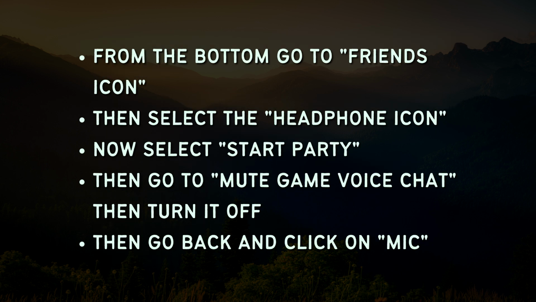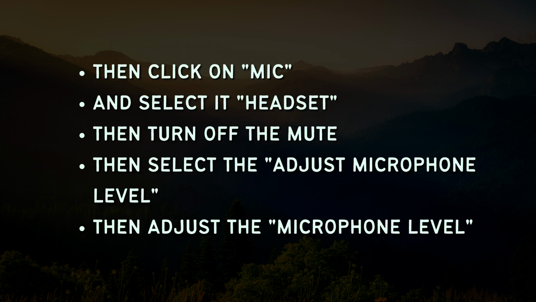From the bottom, go to friends icon, then select headphone icon. Now select start party. Then go to mute game voice chat. Then turn it off. Then go back and click on mic. Then click on mic and select it headset. Then turn off the mute.